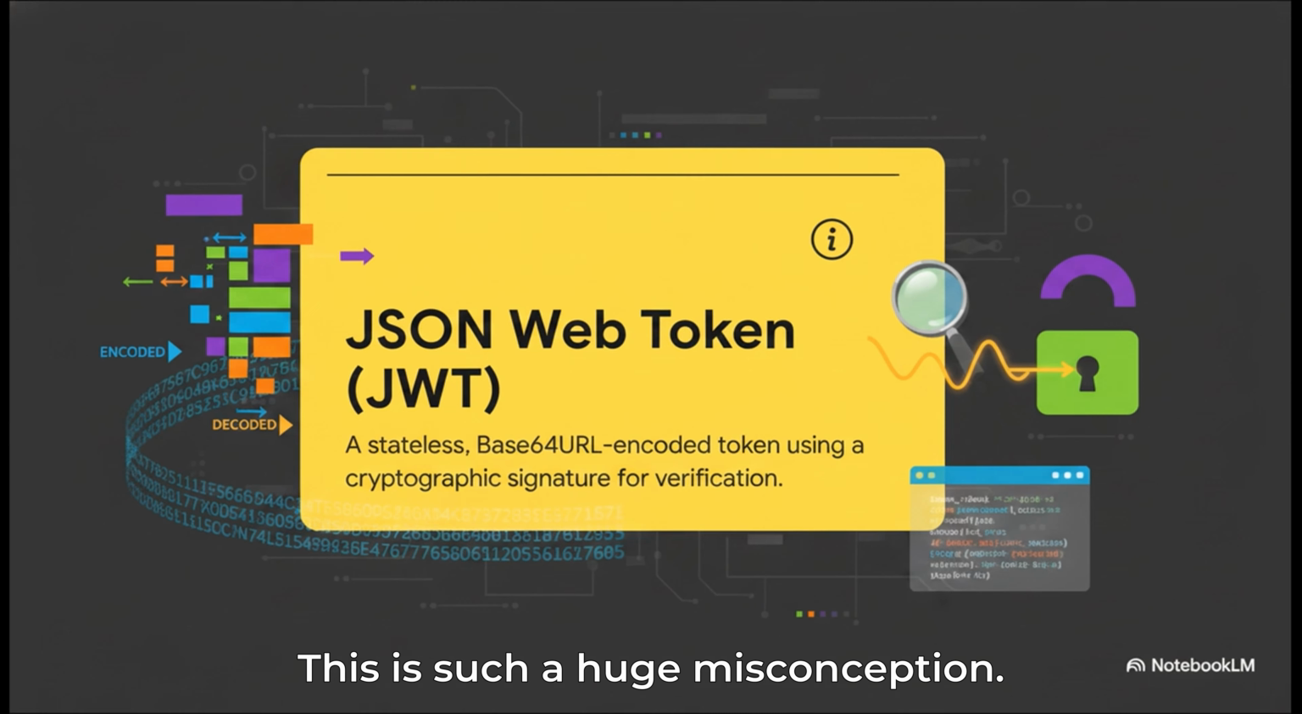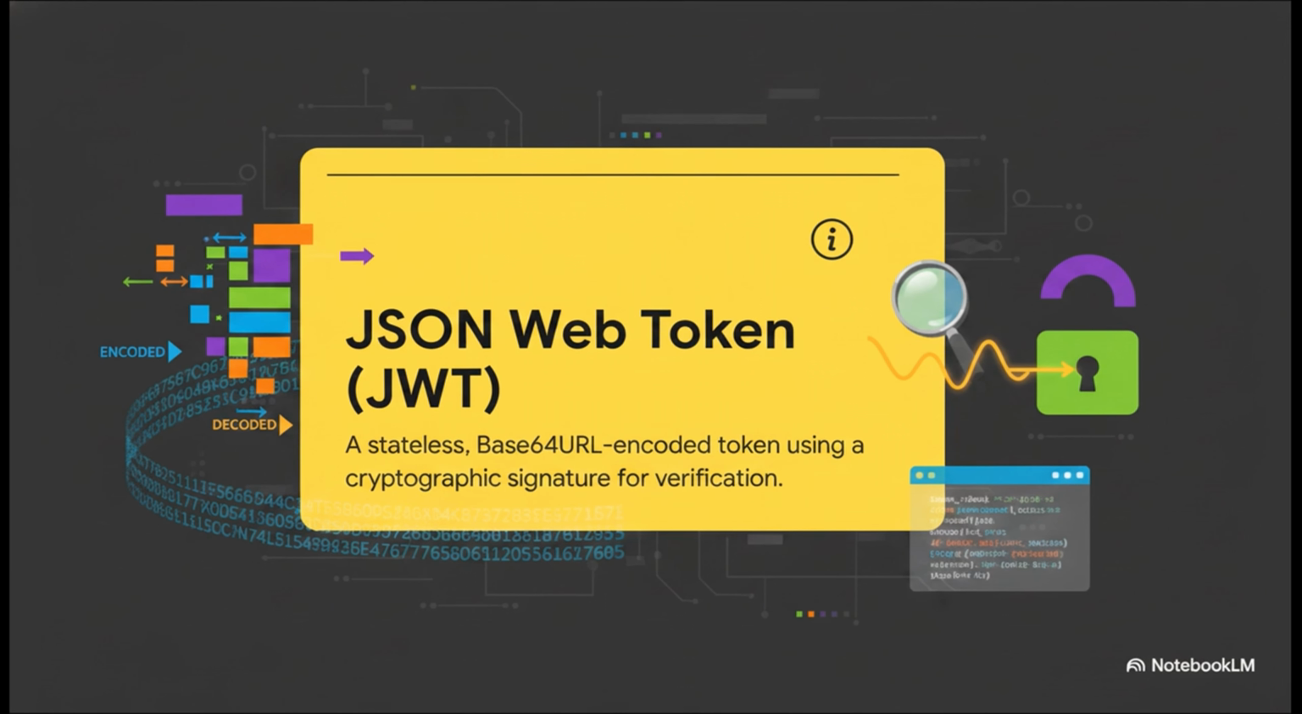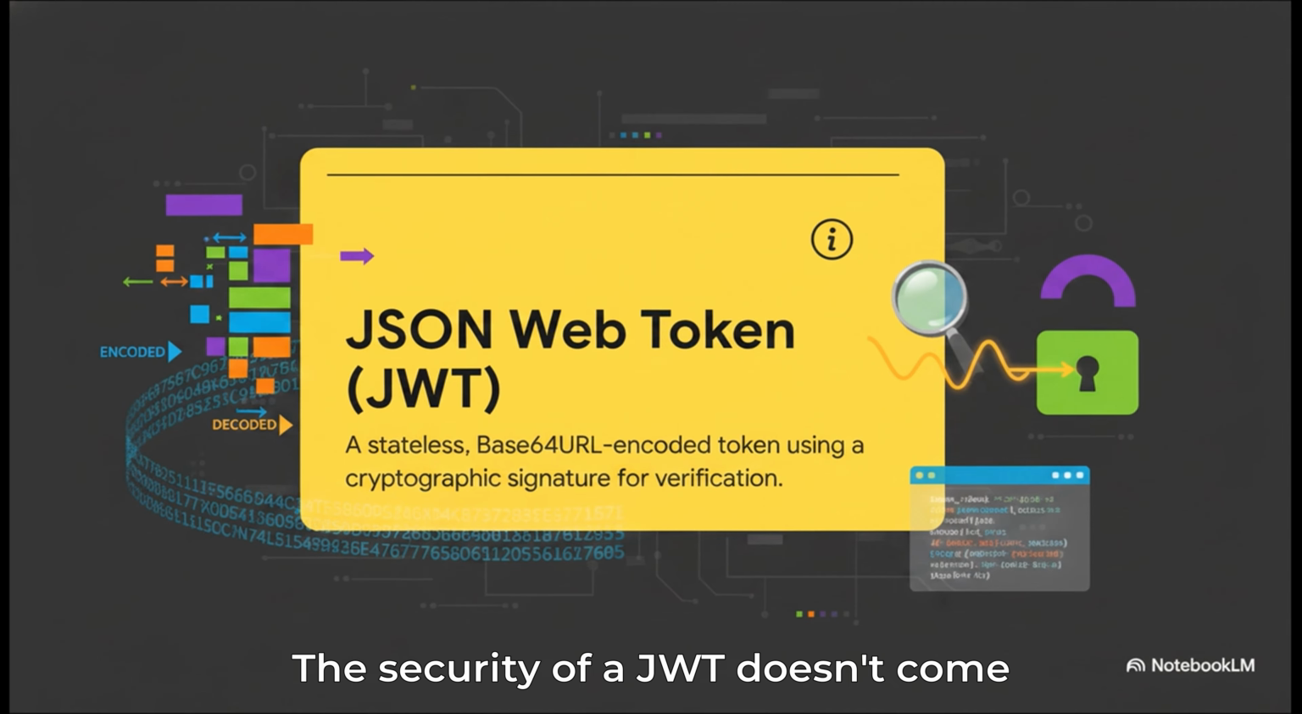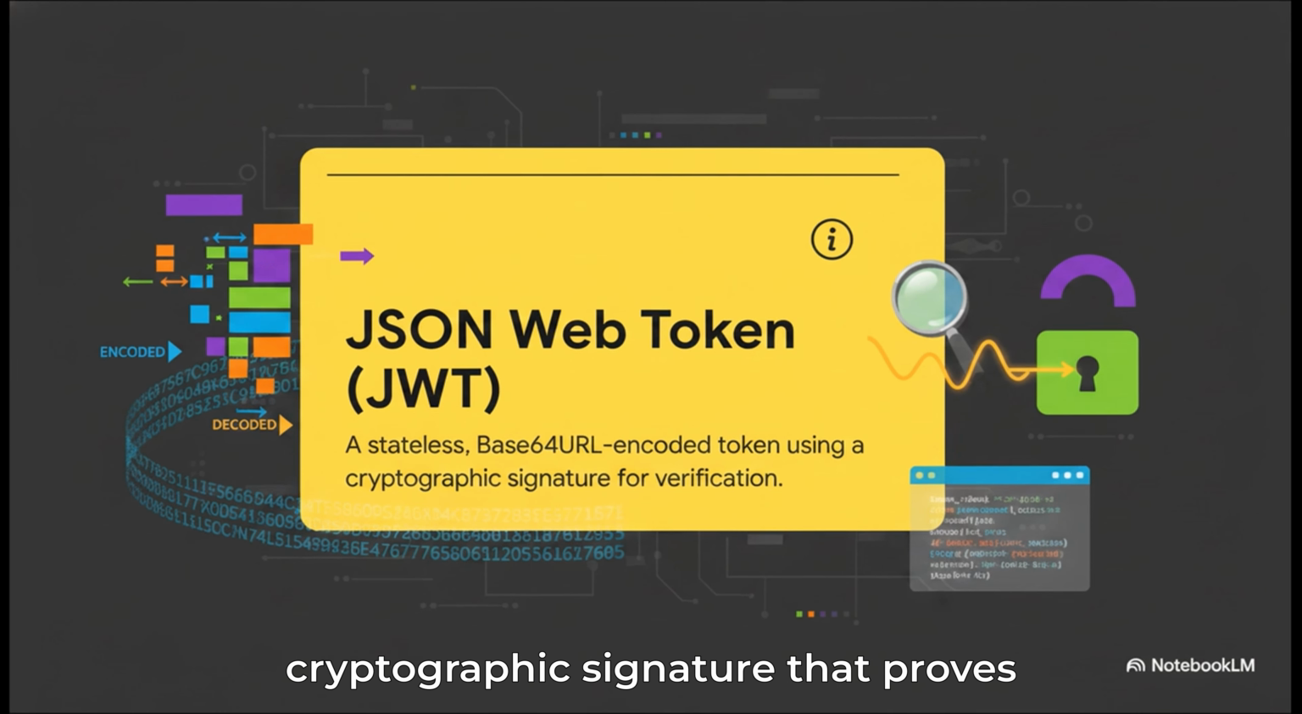This is such a huge misconception because it's only base 64 URL encoded. Absolutely anyone who intercepts that token can decode it and read the payload inside. The security of a JWT doesn't come from hiding the data. It actually comes from a cryptographic signature that proves the token hasn't been tampered with since the server issued it.